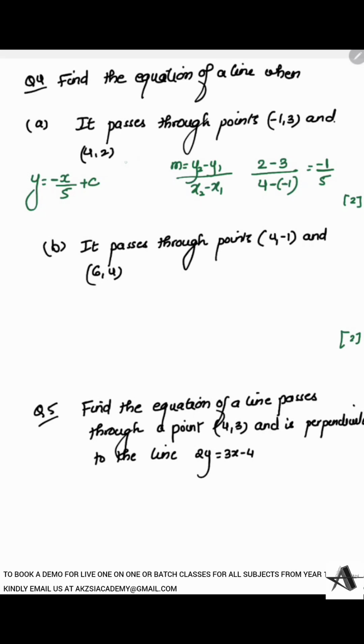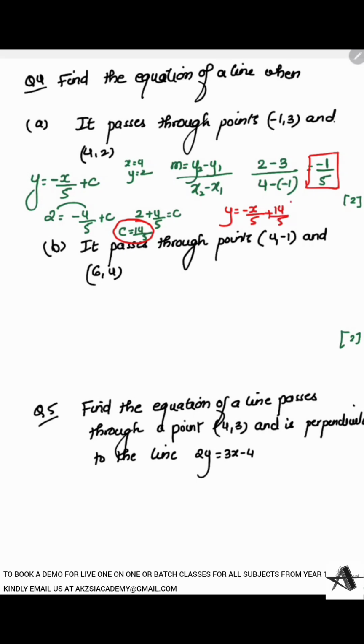So here x is 4 and y is 2. Substituting, y is 2 and x is 4. Bring it here: 2 + 4/5 = c, and finally c = 14/5. I don't have enough space, so it's a little messy, but c and m we have calculated. So what I need to do is just substitute. y = -x/5 + 14/5 is my required equation.